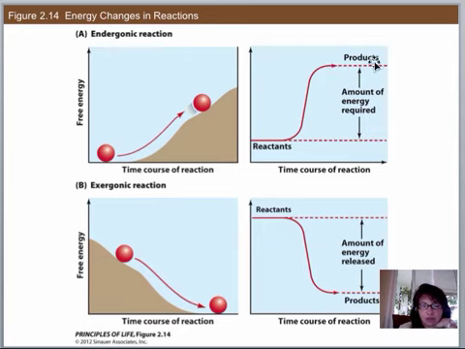If we take some reactants and take them to a new place and put them into products, and this would probably be an anabolic reaction, we're taking pieces and we're putting them together into a more complex molecule. It takes energy over time.